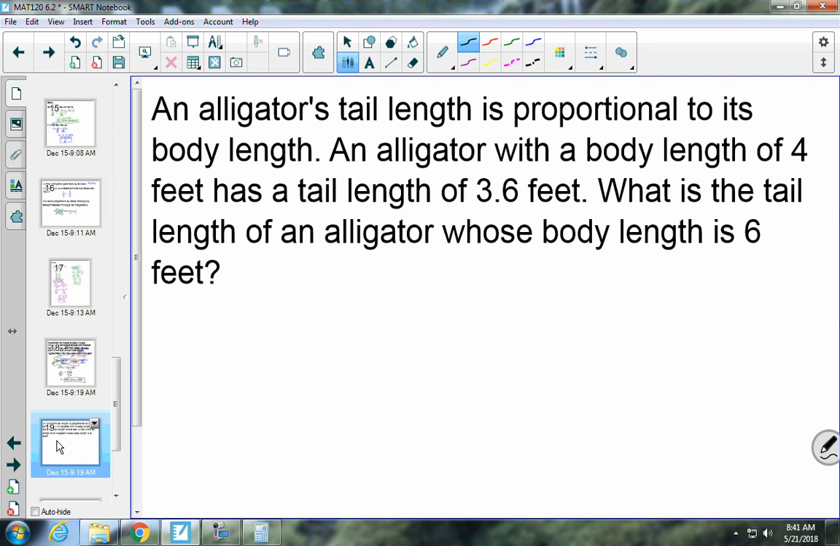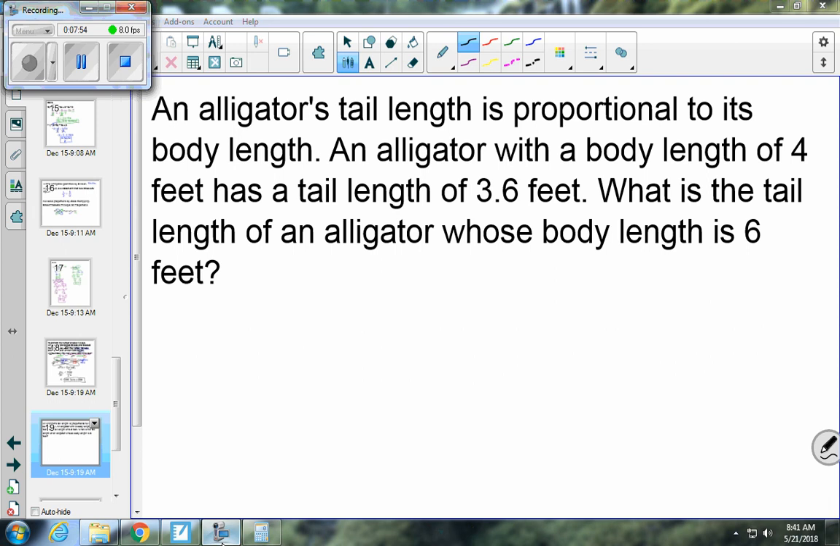If we look at this one, an alligator's tail length is proportional to its body length. An alligator with a body length of 4 feet has a tail length of 3.6 feet. What is the tail length of an alligator whose body length is 6 feet? I'm going to ask you, pause this and try to set it up on your own.